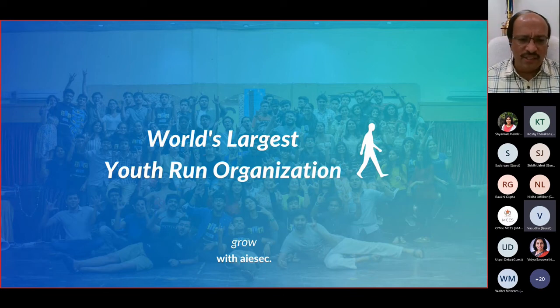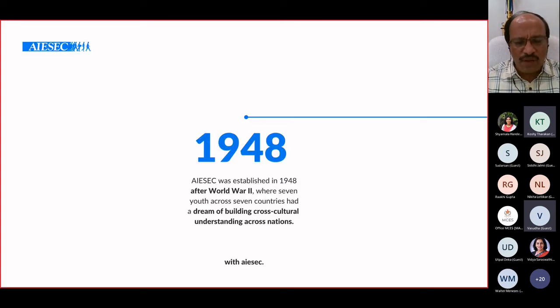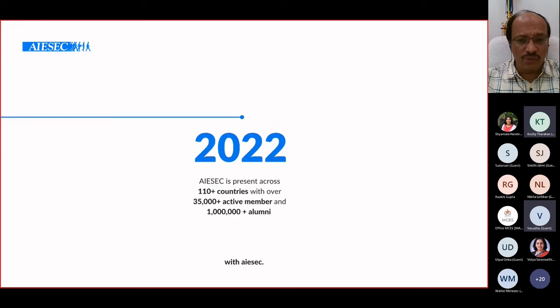and the other organization is ISAC. Most of you might have heard about this. ISAC is also established in 1948 like the previous one. It is also immediately after World War II, where 7 youths across 7 countries had a dream of building cross-cultural understanding across nations. The beauty of this organization is that it is fully managed by student organizations across the globe, whereas ISAC India is a student-run organization, but in other countries it need not be run by students.